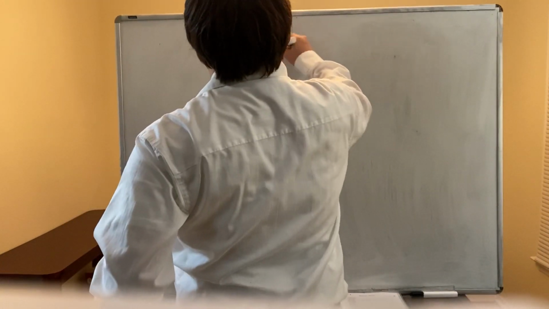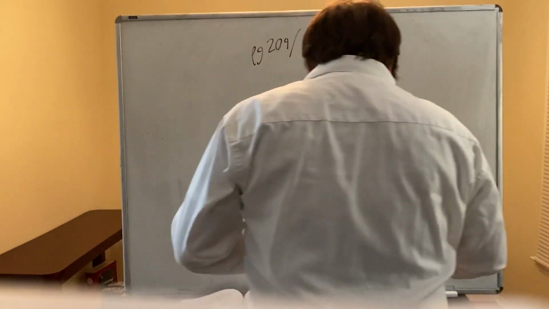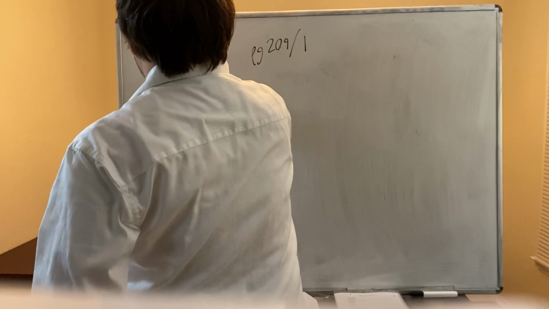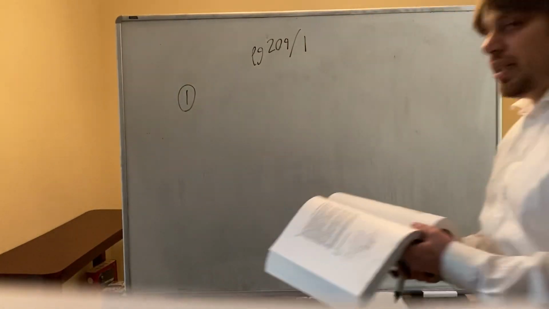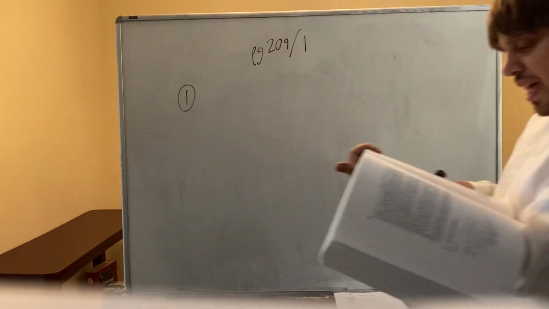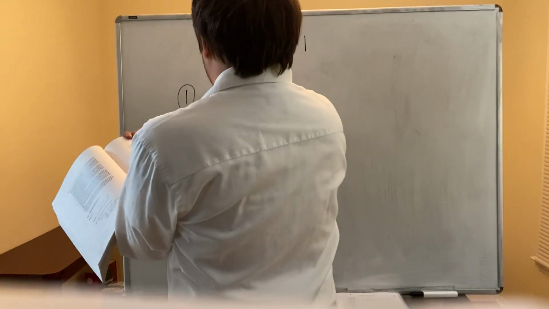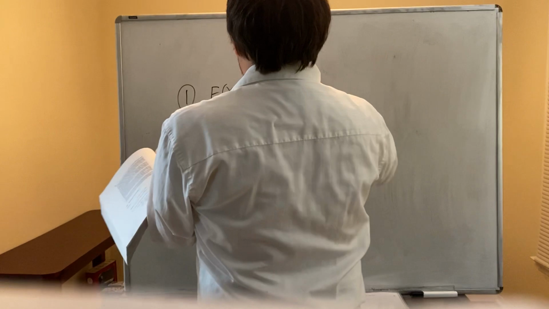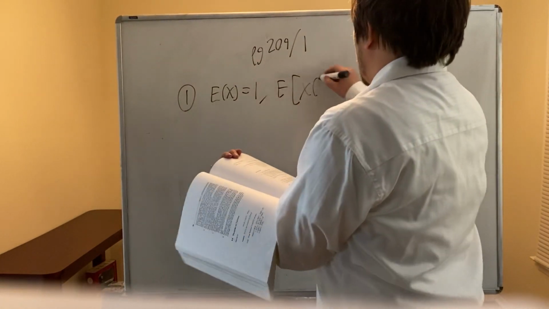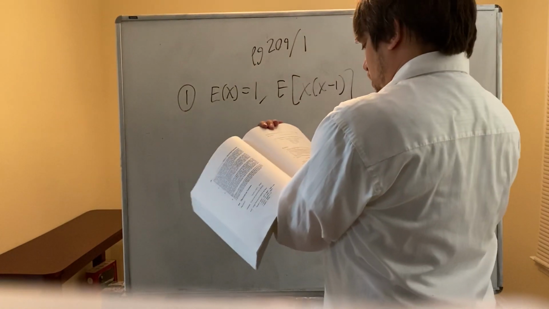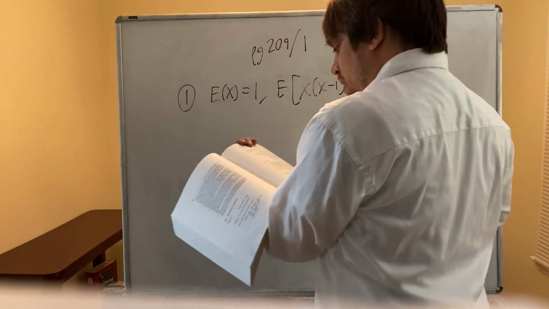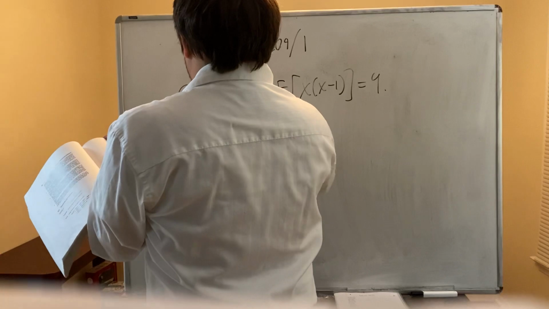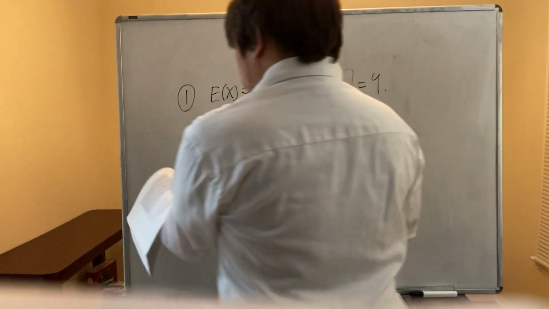Page 209, number 1. So number 1, page 209, is: let x be a random variable with e of x equals 1, and e of x times x minus 1 equal to 4. Find the variance of x. So let's find the variance of x.